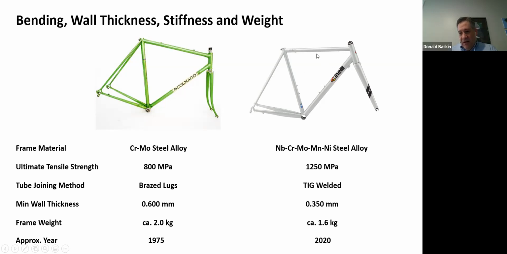The white frame here, the Cinelli, looks heavier because the tubes are much bigger in diameter, but it's actually a very different animal. The steel alloy that's used in this frame is a much more sophisticated version of the material they used in the 70s. It has niobium in there for refining the grains. It has chrome, moly, manganese, and nickel for creating the secondary hardening dispersion of fine precipitates. Okay, and the ultimate tensile strength of this material is about 1,250 megapascals, so significantly stronger than the Colnago.